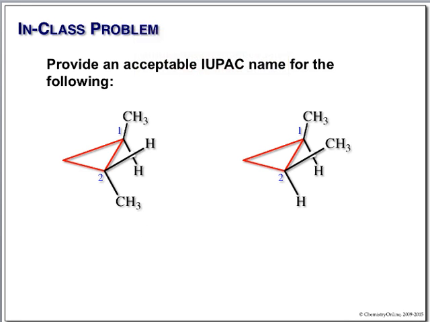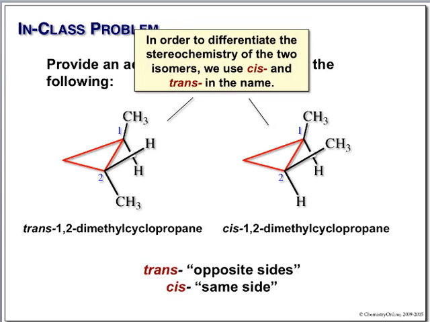How do we name these? What we're going to do initially anyway is simply to use the prefixes cis and trans. Cis refers to groups that are on the same side. In this case, the same side of our three-membered ring. Remember, the three-membered ring is flat, it's planar, it's a triangle. And these are both pointing up. This would be cis, 1,2-dimethyl cyclopropane. Over here we have, again, the same parent, but this one's pointing up, this one's pointing down. This is trans, 1,2-dimethyl cyclopropane.